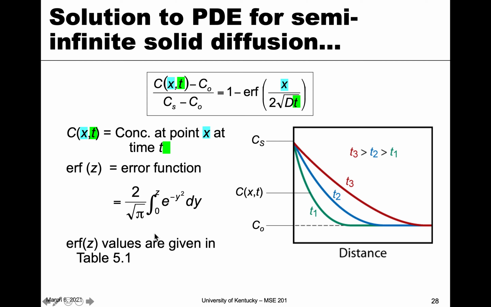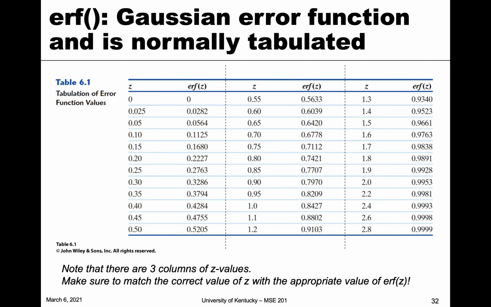So instead of having to solve for this each time, what we do is we tabulate those values. If we go forward, you'll see the table, and I believe this should be 6.1 in the diffusion chapter. So I apologize if the number was different elsewhere. But this is the tabulation of the error function values.